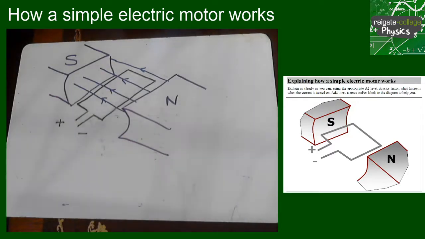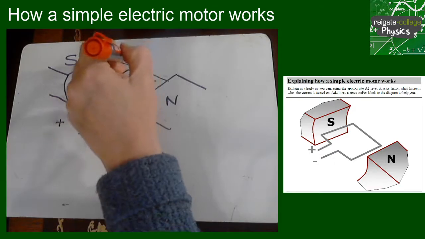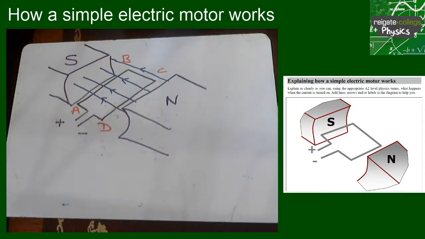Now I'm going to label the motor coil itself, and I'm going to label the corners of it A, B, C and D. This is so that we can talk about what is going to happen with this motor.